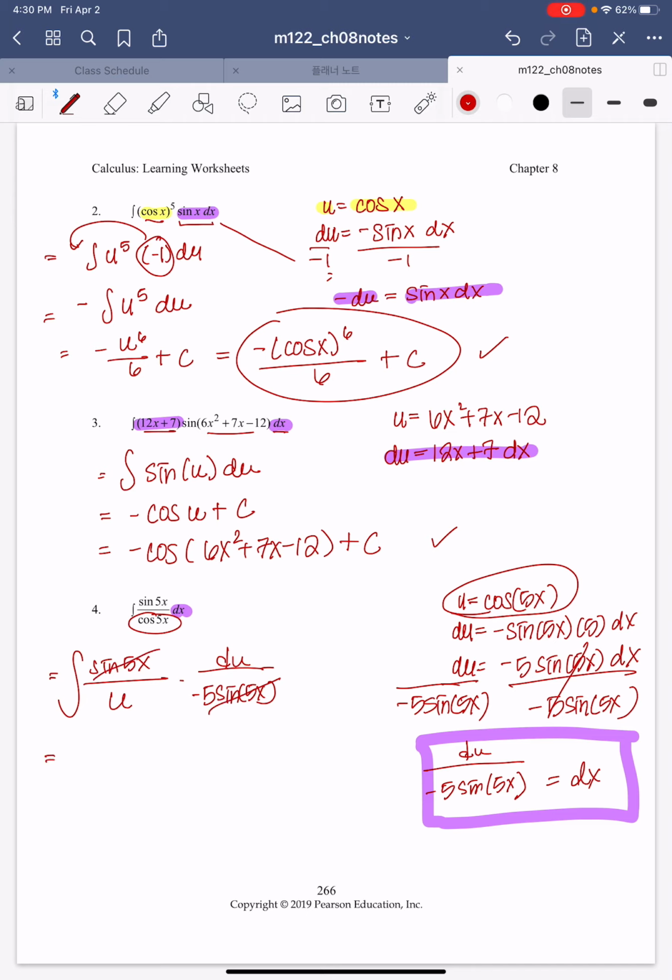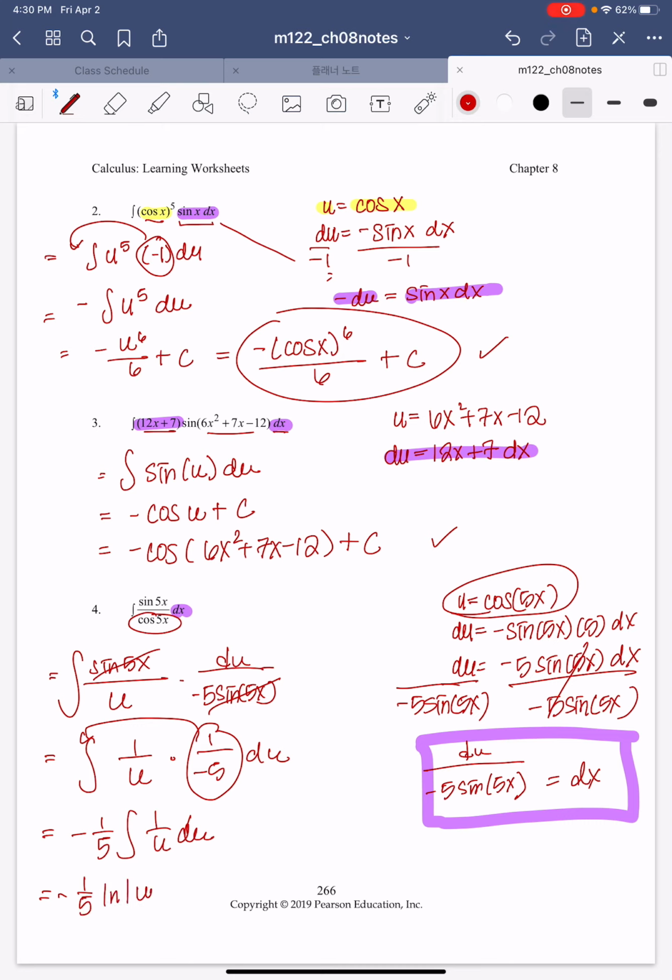I have negative 1 over u times 1 over negative 5 du. This is a constant that I can pull out. So negative 1 over 5, 1 over u du. And the antiderivative of 1 over u du, that was the tricky one, that's the ln u. So I have negative 1 over 5 ln absolute value of u. Don't forget to put plus c.